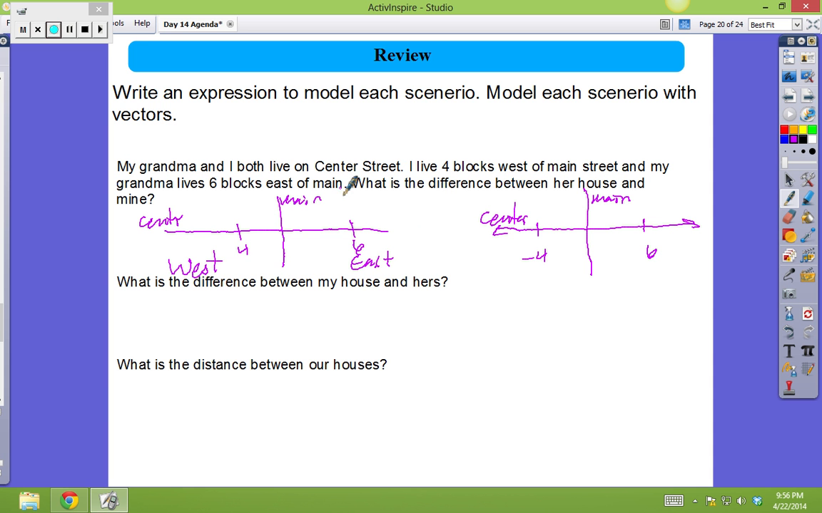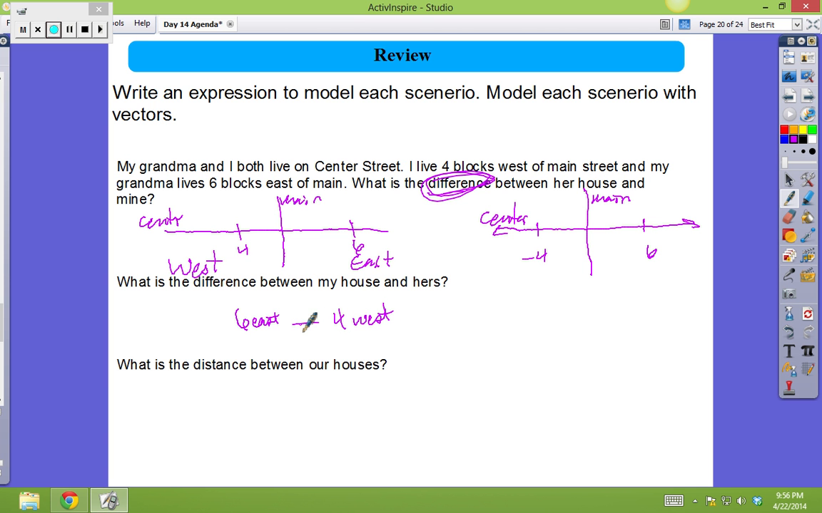Okay, now, what is the difference? So difference is the key word. That's indicating subtraction. Between her house and mine. So her house is now 6. But now this is where it gets kind of tricky, because I've got to indicate that this is 6 to the east. Let's see, her house and my house, difference is subtract. My house is clear over here, 4 to the west.